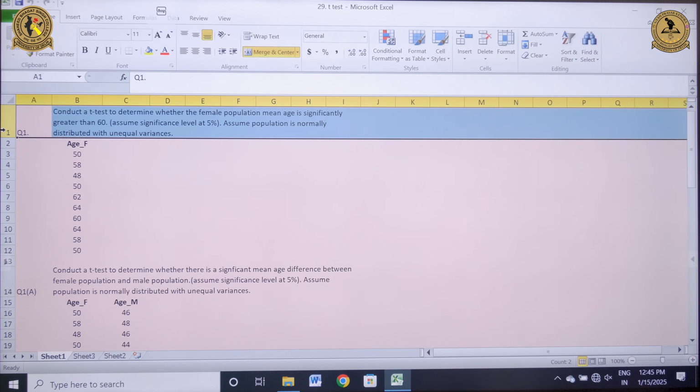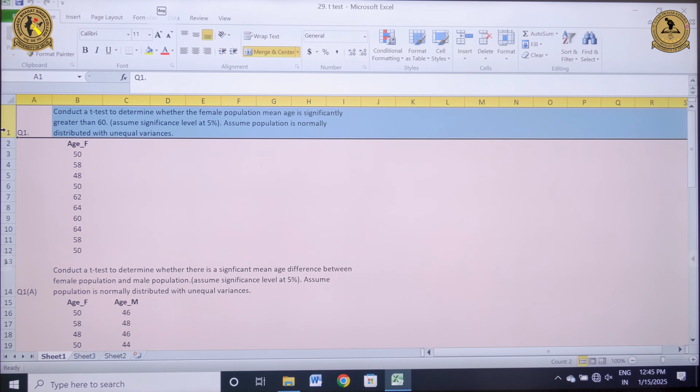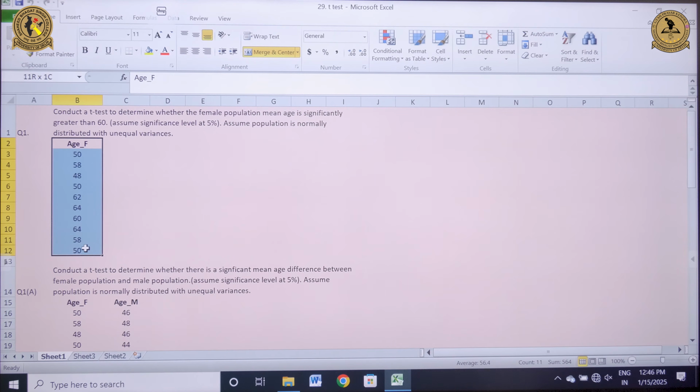Conduct a t-test to determine whether the female population mean age is significantly greater than 60. Assume significance level at 5%. Assume population is normally distributed with unequal variances. So data is being given pertaining to the age of female population. Now based upon this information, I need to conduct a t-test in MS Excel.